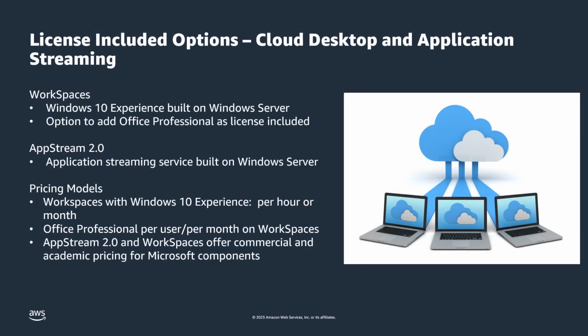We also offer cloud desktop and application streaming options. The first one is Amazon Workspaces, which is a Windows 10 experience that runs on Windows Server. So it looks and feels like Windows 10, but again, it runs on Windows Server. Customers do have the option to add Office Professional as license included for an additional charge. AppStream 2.0 is an application streaming service that runs on Windows Server.